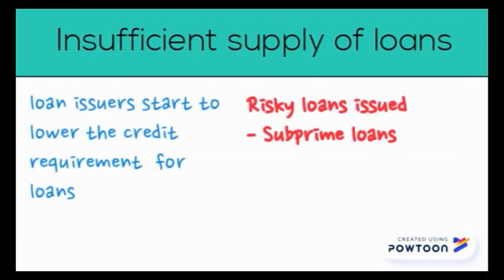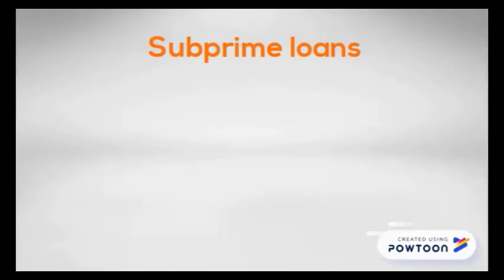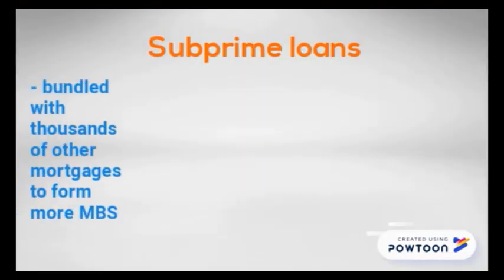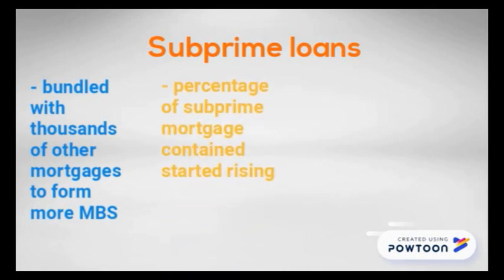The real issues started to come in during the early 2000s, when the popularity of MBS began rising. Due to insufficient supply of loans to fill up the MBS, loan issuers started to lower the credit requirements for loans, and these risky loans issued are what we call subprime loans. Subprime loans were again bundled with thousands of other mortgages to form more MBS, and the percentage of subprime mortgages contained started rising.